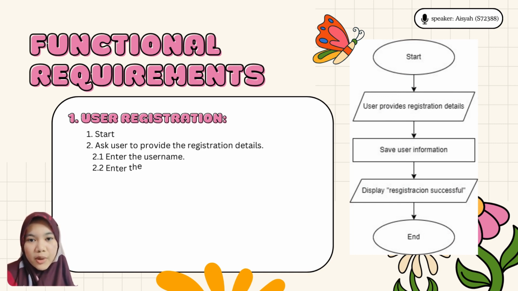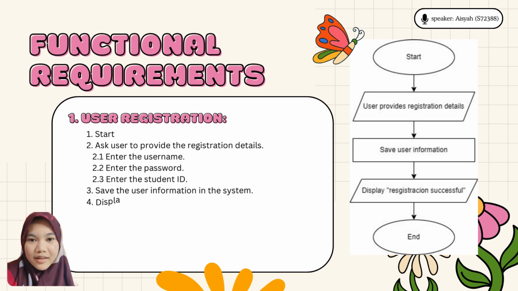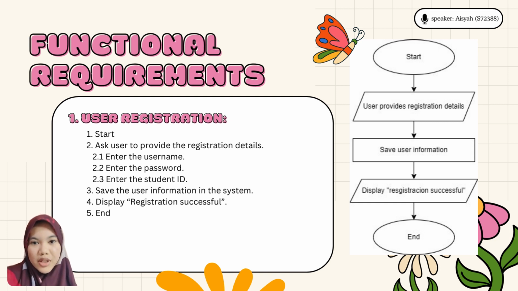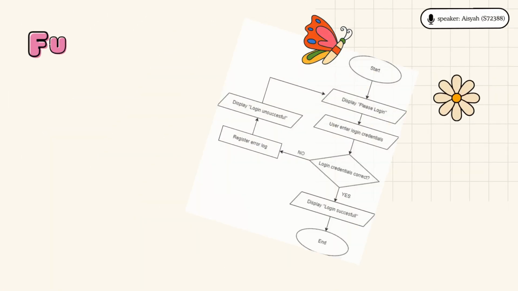The first functional requirement is user registration. For the pseudocode, first we start with start. Then number 2, we ask the user to provide the registration details, which are their username, password, and also student ID. After that, we save the user information in the system. Then number 4, display registration successful. And then end the pseudocode. Then, as we can see next to it is the flowchart of this pseudocode.